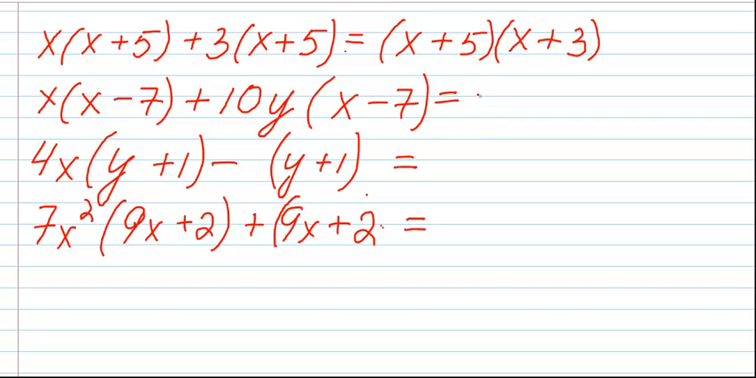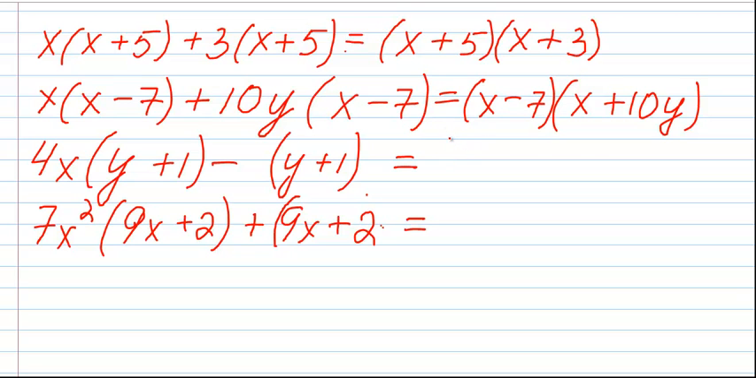The second example can be done very similarly. The greatest common binomial factor is x minus 7. We take it out. Then what is left is x of the first factor plus 10y of the second term. Again, the answer is the product of two binomials.